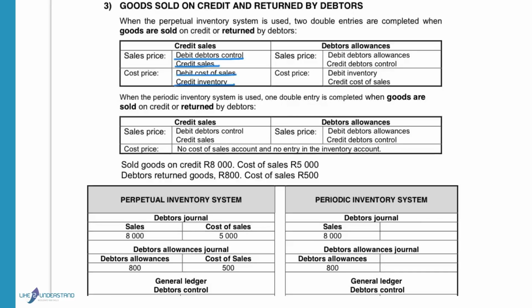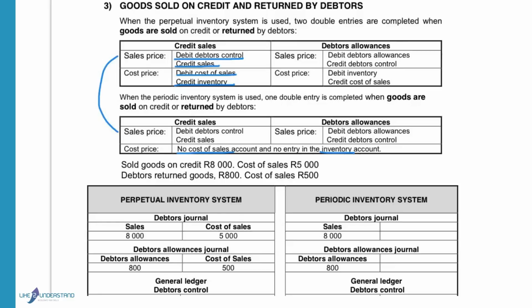When you use the periodic inventory system, you will record the first double entry for the sales price, but there will be no cost of sales and no entry in the inventory account. So you will not have an entry for cost of sales.